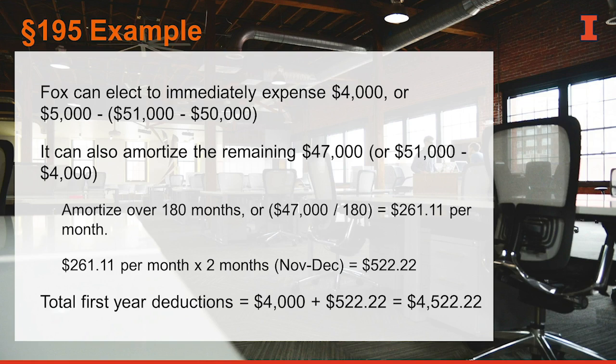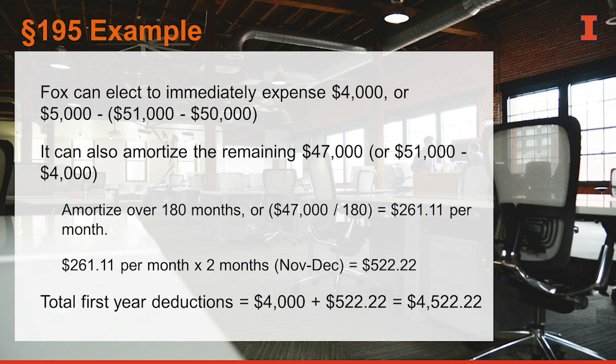So we take $47,000 and divide it by 180 and get $261.11 per month of amortization. Since the business began operations in November of the current year, and assuming Fox will be a December 31 calendar year-end taxpayer, then we multiply the $261.11 by 2 months to obtain the first tax year's worth of amortization, or $522.22.